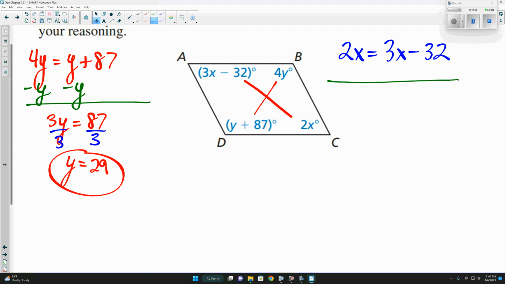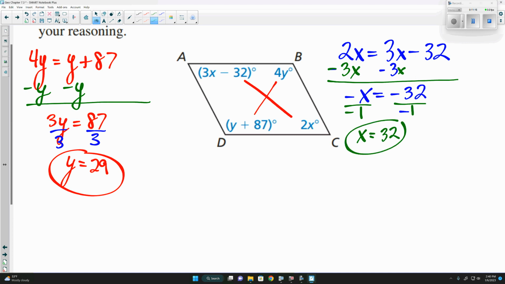Over here, it's going to be easier, with fewer steps, to move the 3x first, so we can subtract 3x from both sides, which will tell us that negative x is equal to negative 32. Now we can multiply or divide both sides by negative 1, which will tell us x is equal to 32. It's also the same because if negative x equals negative 32, positive x has to equal positive 32.